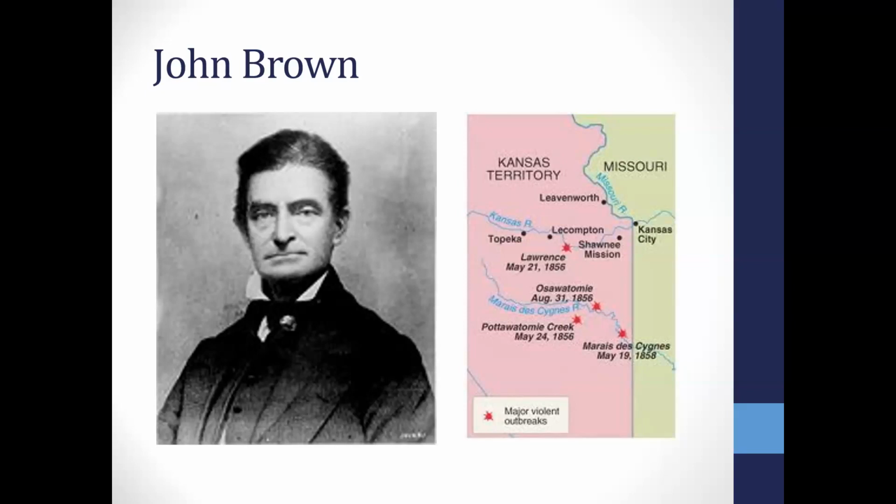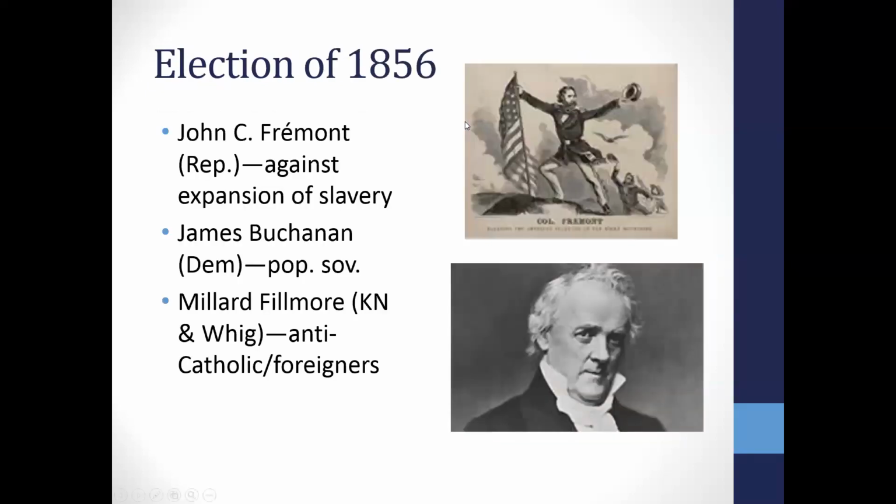It's the middle of the night. They drag these men out of their homes and murder them in front of their families. So they kill 5 pro-slavery settlers. This, of course, is national news. John Brown becomes a name overnight, known by pretty much all Americans, and it is going to further increase that divide between North and South.